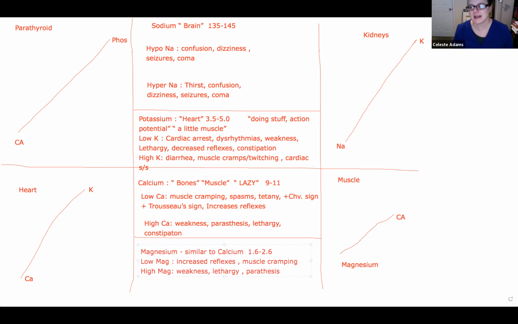It's a good way to not get stressed out about the signs and symptoms and have to remember every single sign and symptom of hypernatremia, hyponatremia, and so forth. You think of the organ that it's dealing with: sodium, brain; potassium, heart; calcium, bones and muscle, and it's lazy. Magnesium is going to be similar to calcium, but more neuro-related than calcium.